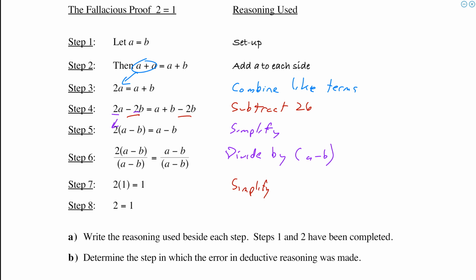Another great guess, but no. I'll give you a hint. There's one operation. If you divide by 0, we end up with pretty big mathematical problems. Do you guys know what something divided by 0 is?